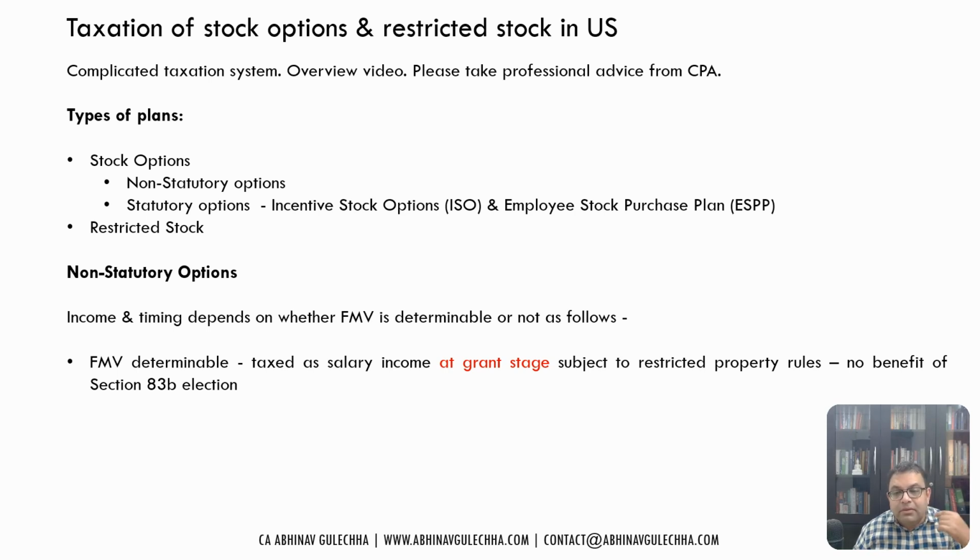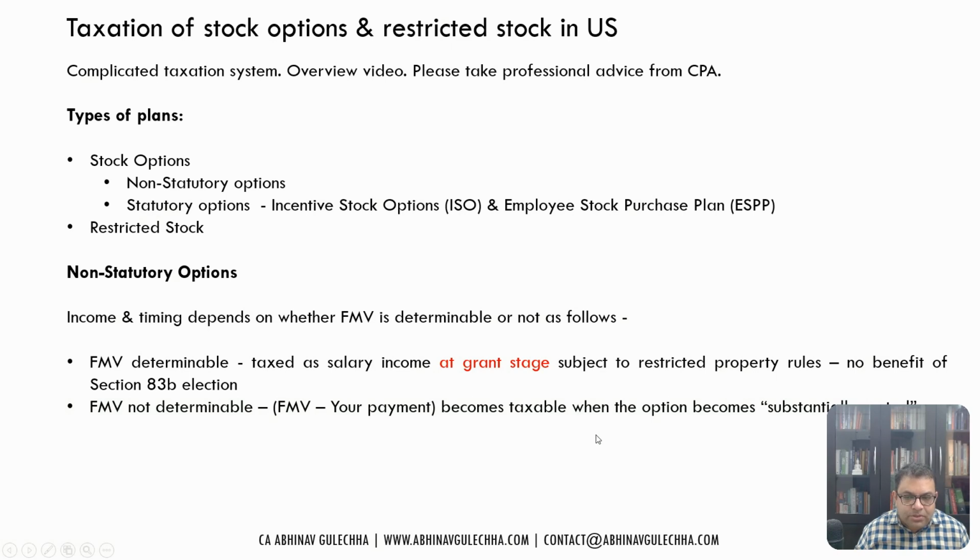And here the one important thing is that there is no benefit of 83(b) election. So in US generally, if you have incentive stock options or certain restricted stocks, you can make an 83(b) election whereby you say that the stock will be taxed at the grant stage itself, whereby there is no taxation at vesting, no taxation at exercise, and the taxation is only at the sale of the stock. But that benefit of making a section 83(b) election is not available with respect to non-statutory options.